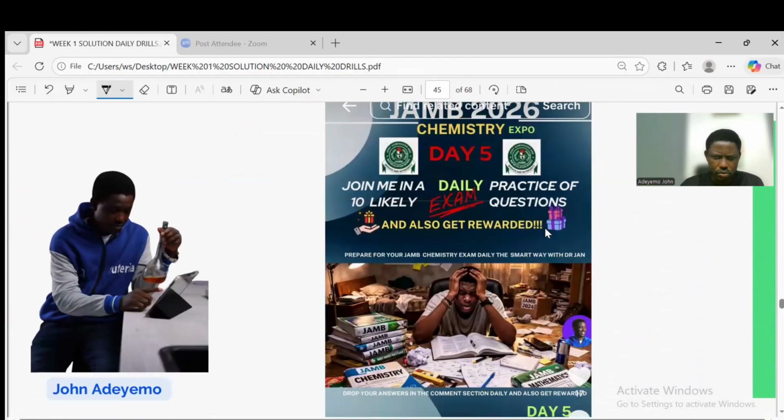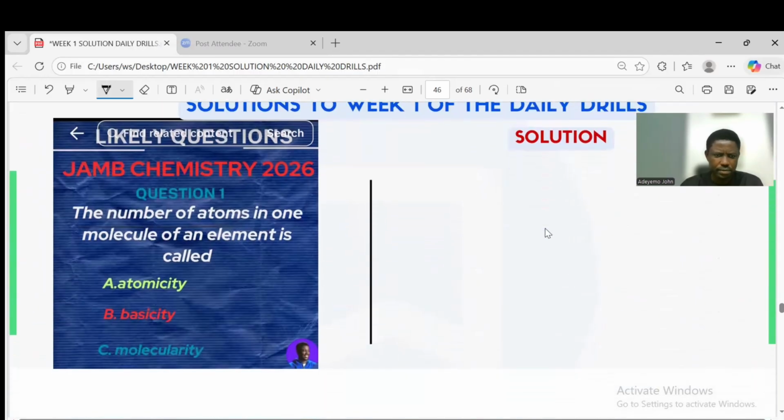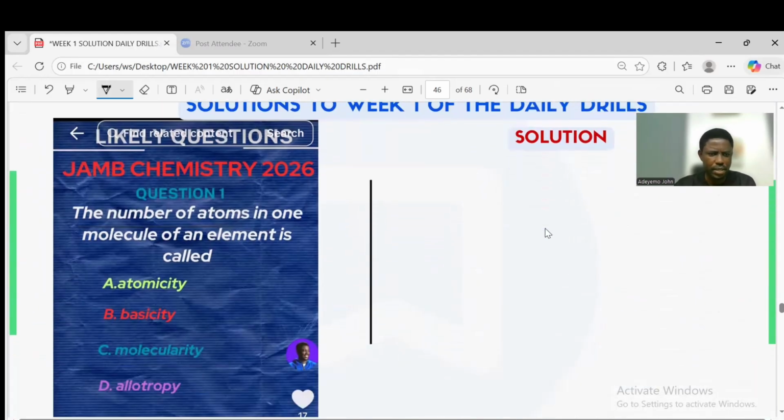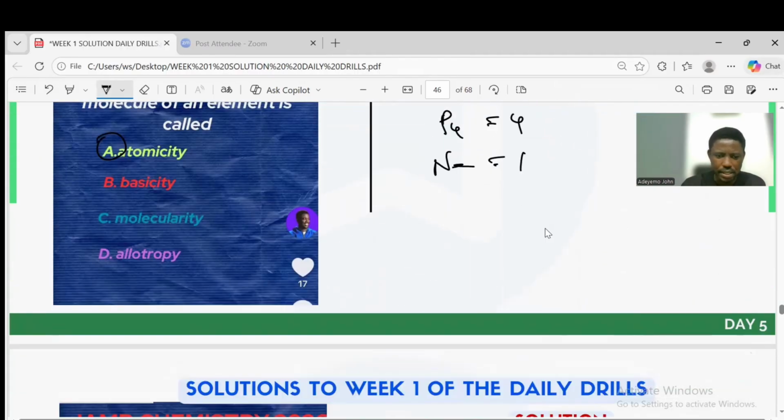Okay, so let's move. The 5. So we still have lots of questions. Okay, the number of atoms in one molecule of an element is atomicity. We just talked about it. Ozone, only oxygen is there, so we have 3. So oxygen, that is 2. Phosphorus, that is 4. Atomicity is 4, like that. Neon, that is 1. So that is that. Okay, I hope that is clear.